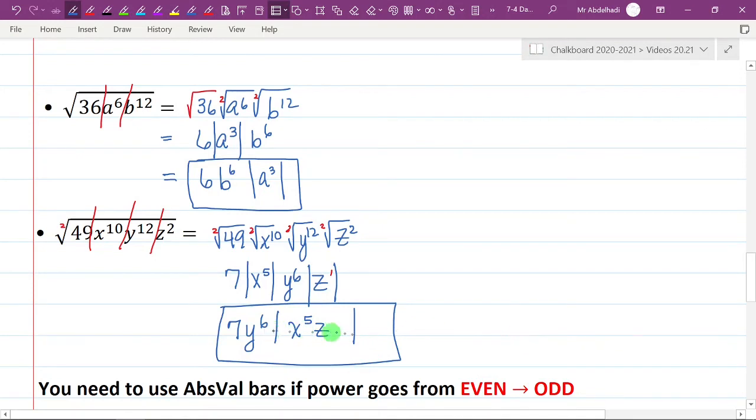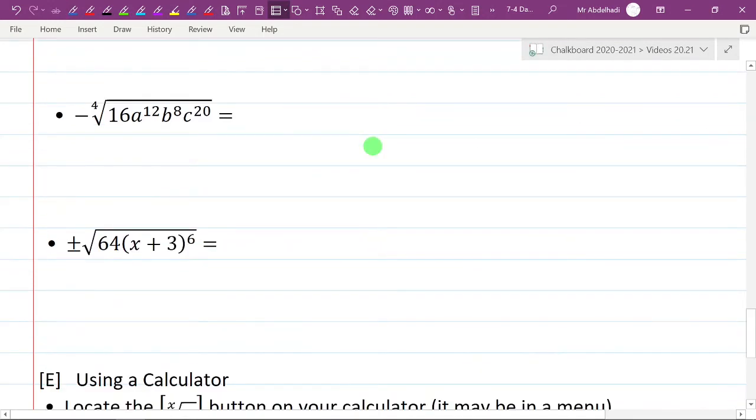Okay, and that's the proper way to write that. Okay, let's get a little more complicated now. You had to know that it was going to get harder. So now we have a 4th root, which is an even root. Now, an even root, you can't have a negative. You can't take the root of a negative.